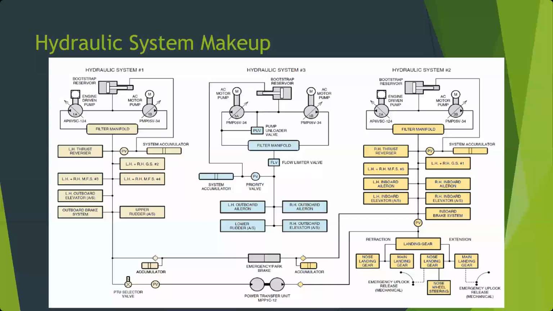And so aircraft have gone away from using the interconnect valve and gone to these power transfer units. And I know they have them on the Airbus. Airbus uses them quite extensively. Boeing uses them. Embraer uses them. So it's a common feature to allow one hydraulic system to power another.